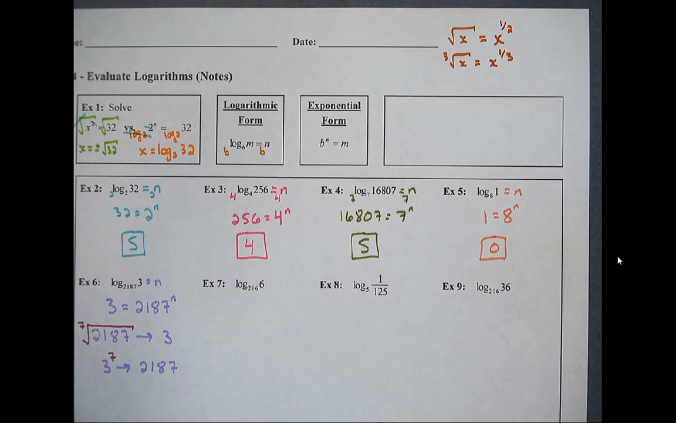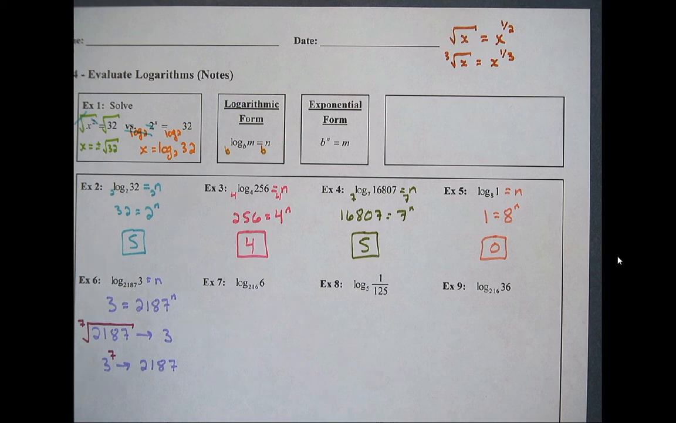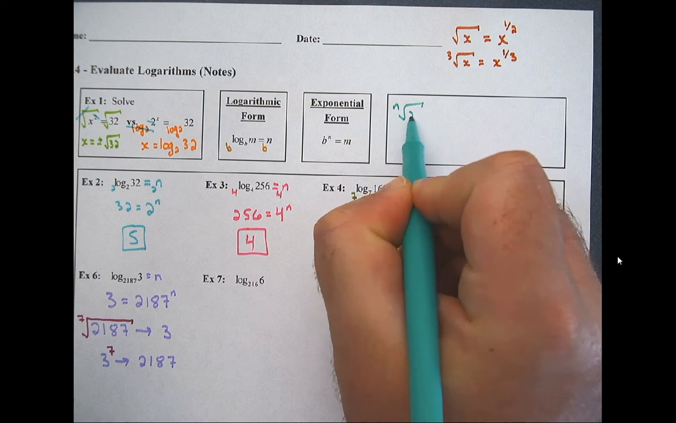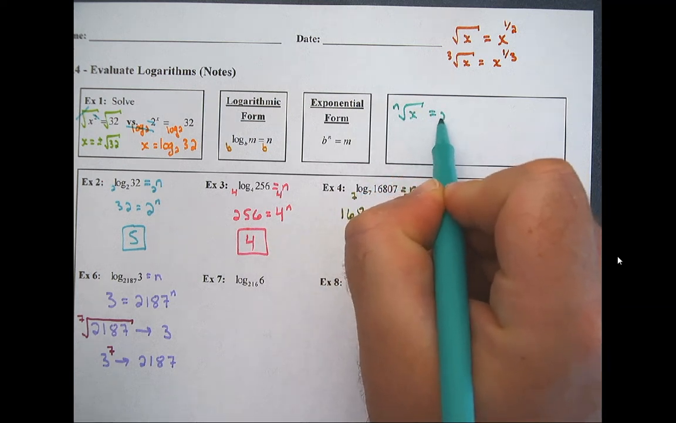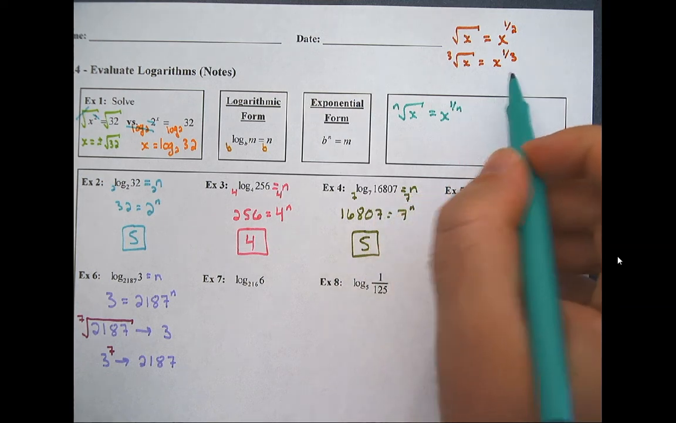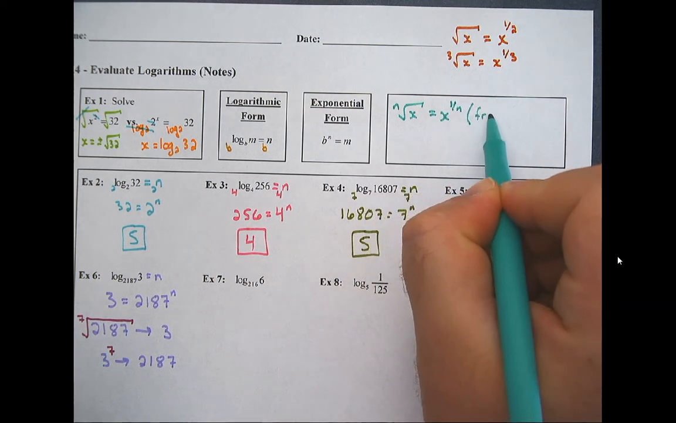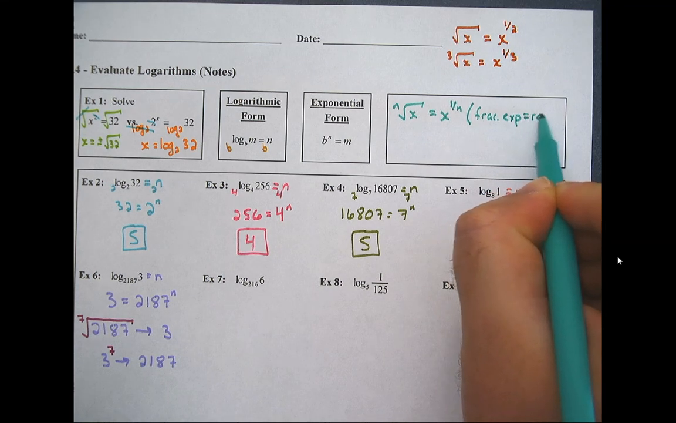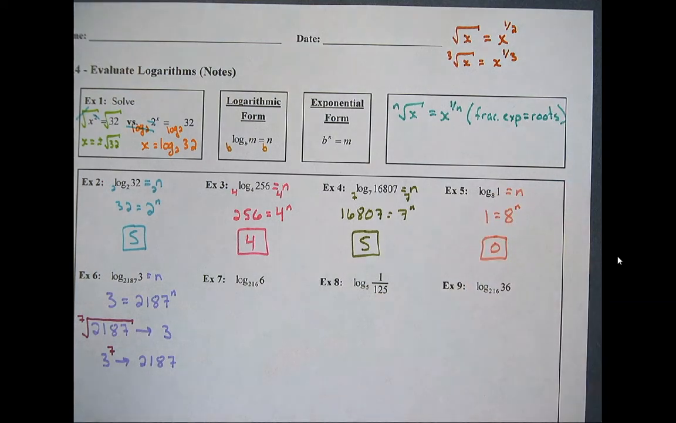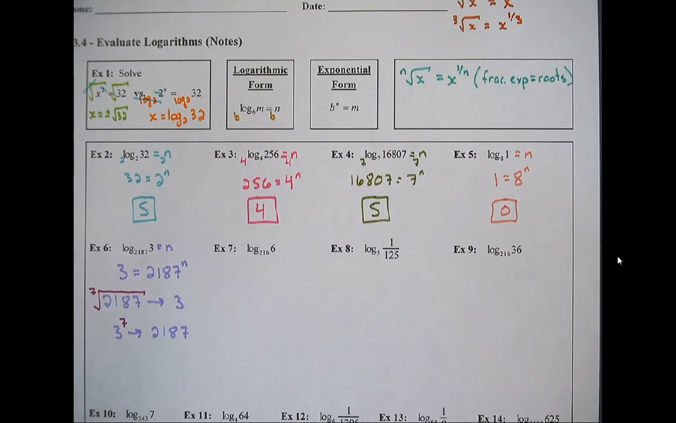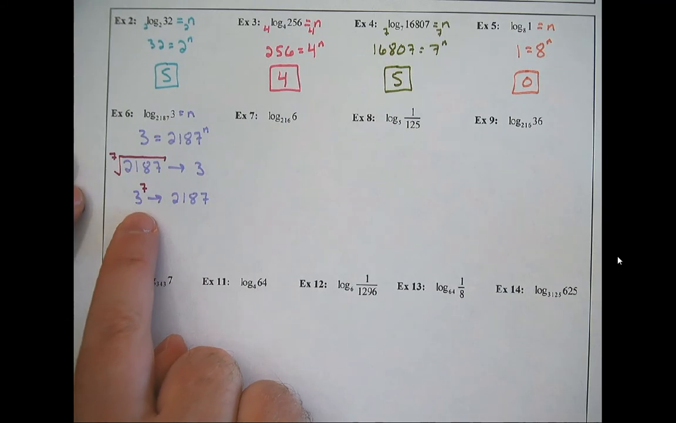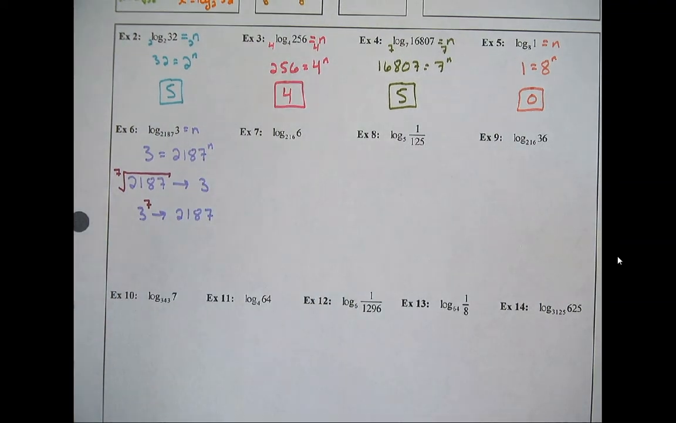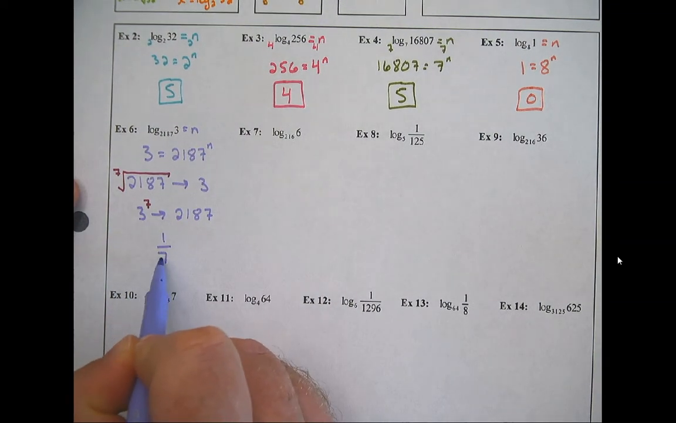Do you remember this trick? So that means we can then make a statement that says the nth root of x is equal to x to the 1 over n. In other words, fractional exponents are the same as roots. So coming back to this example, I want to do 2187 getting 7th rooted. Well, what exponent is the same as the 7th root? That would be to the 1/7.